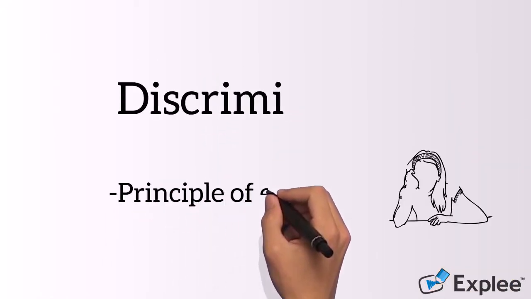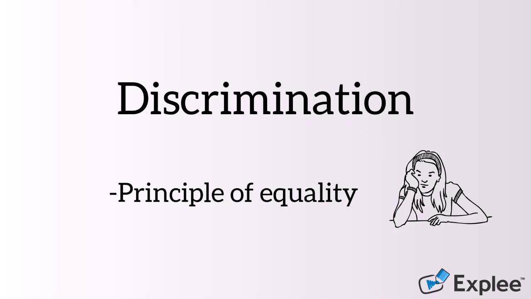Discrimination occurs when the principle of equality is interfered with. The principle of equality states that different treatment is tolerated only if it results from objective and reasonable grounds, and that the law must be applied equally for situations which are deemed equal.